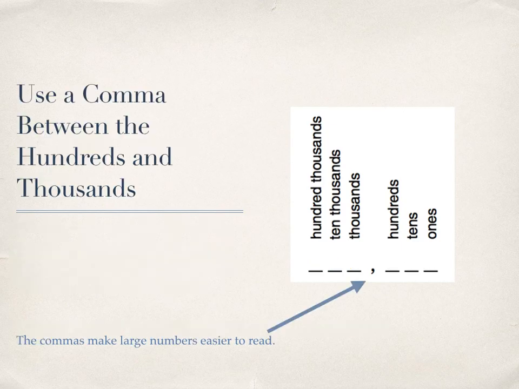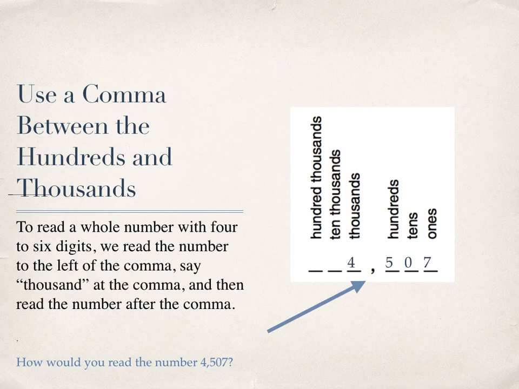Have you noticed that we use a comma between the hundreds and the thousands? The commas make large numbers easier to read. To read a whole number with 4 to 6 digits, we read the number to the left of the comma. Say 1,000 at the comma and then read the number after the comma. How would you read this number? If you said 4,507, you are correct.